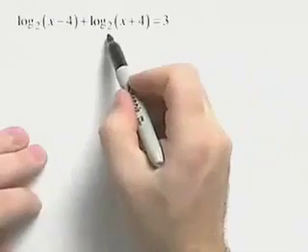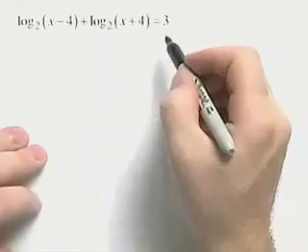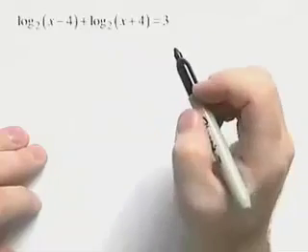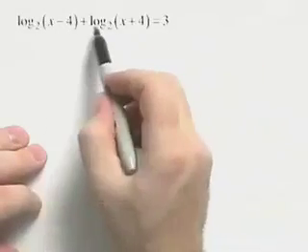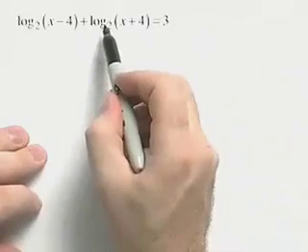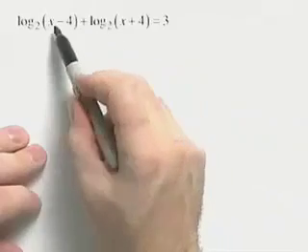For this problem, we're going to solve a logarithmic equation. We have log base 2 of (x minus 4) plus log base 2 of (x plus 4) is equal to 3. I'm going to solve this for x. We have these two logs on the same side with the same base, so we can use our rules for logarithms to combine these together.